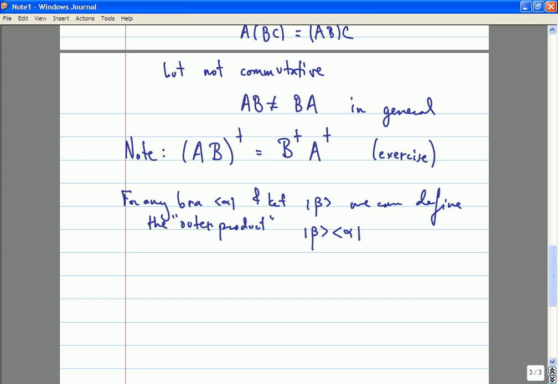So for example, beta alpha will take the state gamma into the state beta times the inner product between alpha and gamma. And so on and so forth, as is hopefully obvious by the notation. Dirac notation is pretty awesome.